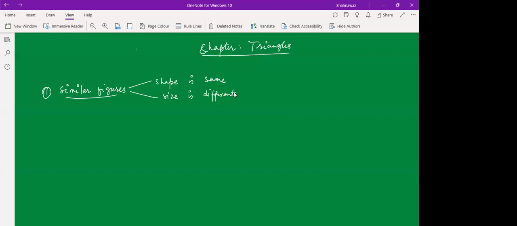The first thing that we have studied is that we have similar figures, right? So what are similar figures? Those are the figures in which the shape is same, but size is different. So these are similar figures. And correspondingly, we have congruent figures or equivalent figures.